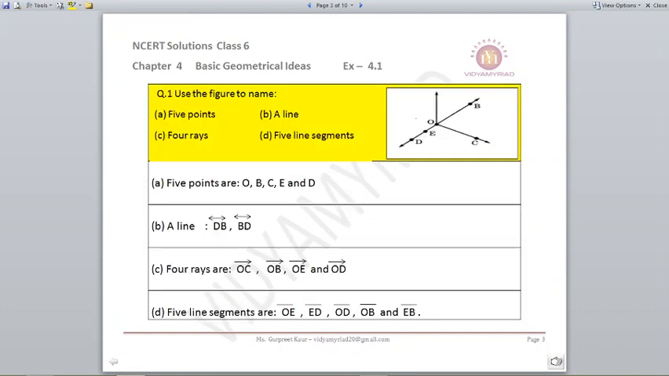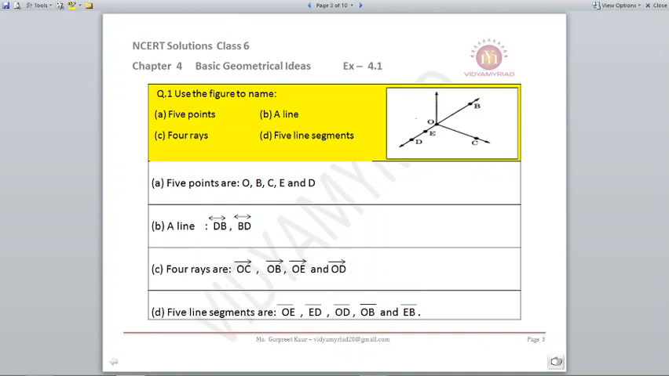Question number 1. Here a figure is given to you. We have to write down the points. So what are points? All those dotted alphabets when you see, they all are the points. So the 5 points are O, B, C, E and D. Now we need to represent a line. What is a line? The points which are extended indefinitely with the arrow. So here we can write down a line as DB or BD. So you can say that's a straight line. We can refer to it and put a double arrow above DB or BD to represent it as a line.